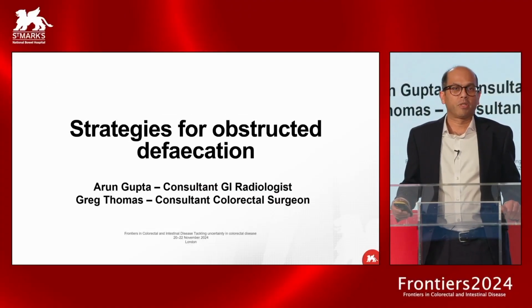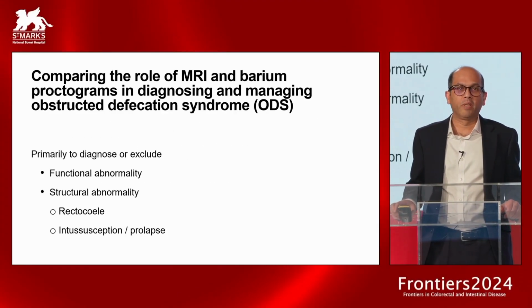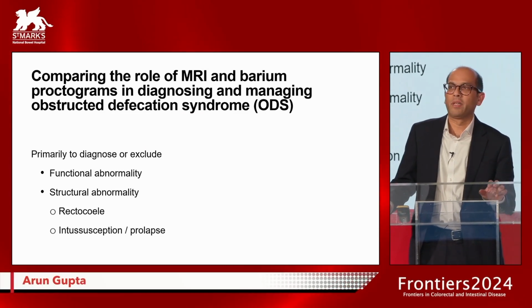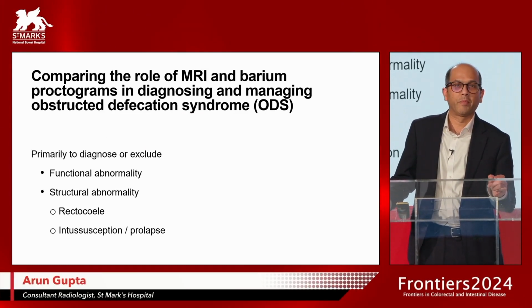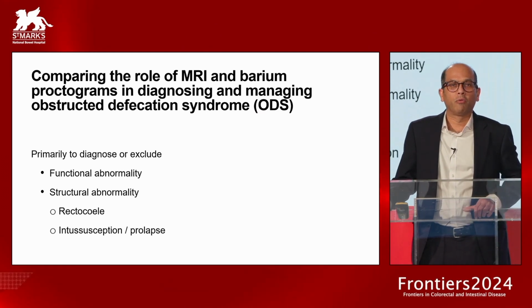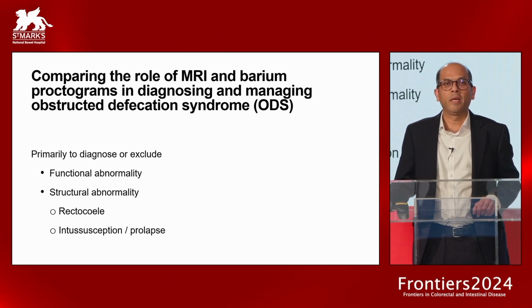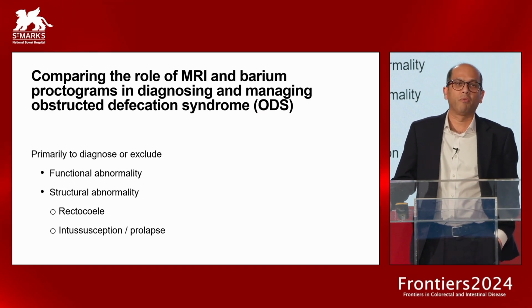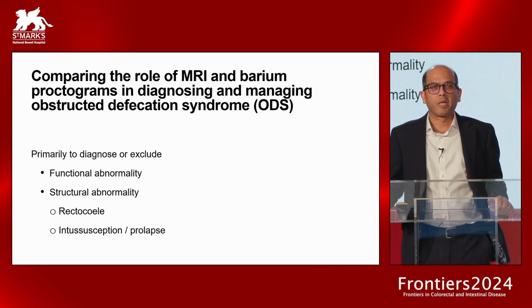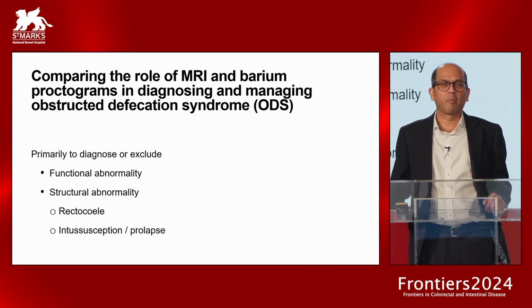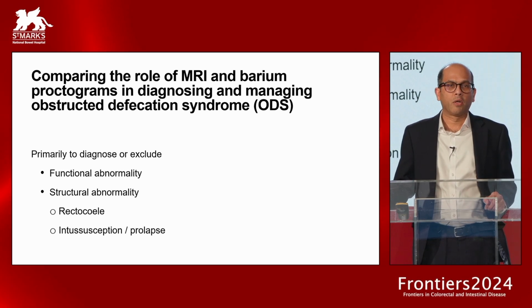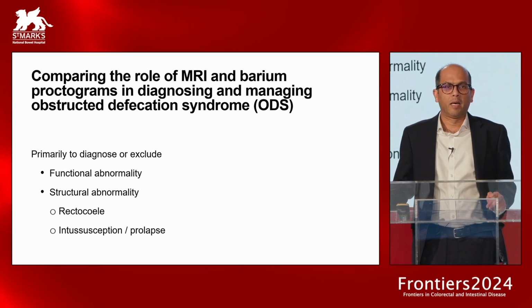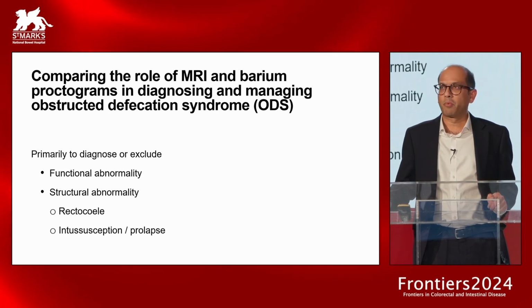Yeah, so I'm going to start, as Michelle mentioned, by really trying to set out the advantages and disadvantages and the various relative differences between MRI proctography and barium proctography, particularly as it pertains to the diagnosis and management of obstructed defecation. But as we know, we're using this primarily to do one of two things: either to diagnose or exclude a functional cause or structural abnormality, primarily rectal or intussusception prolapse.